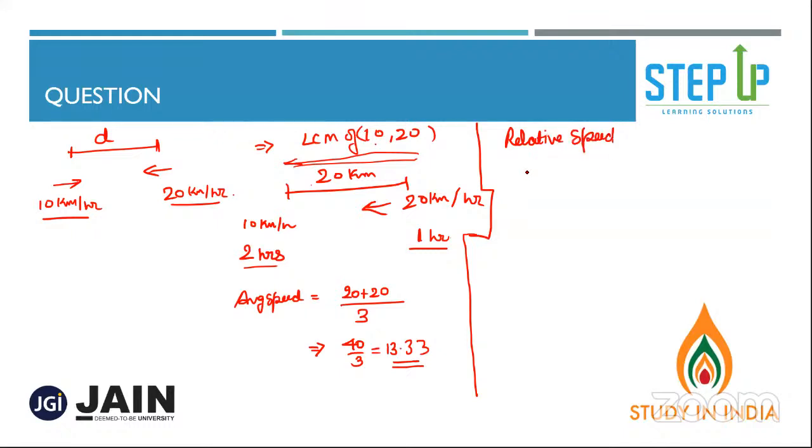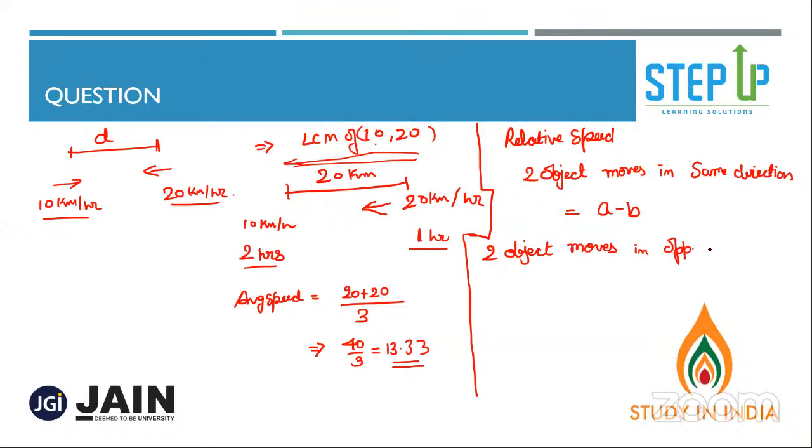When two objects move in the same direction, what is their relative speed, people? Come on, tell me. What happens to their relative speed? Same direction, a minus b, right? It is subtraction. When two objects move in the opposite direction, then it is a plus b, right? This is one case. Now another one.